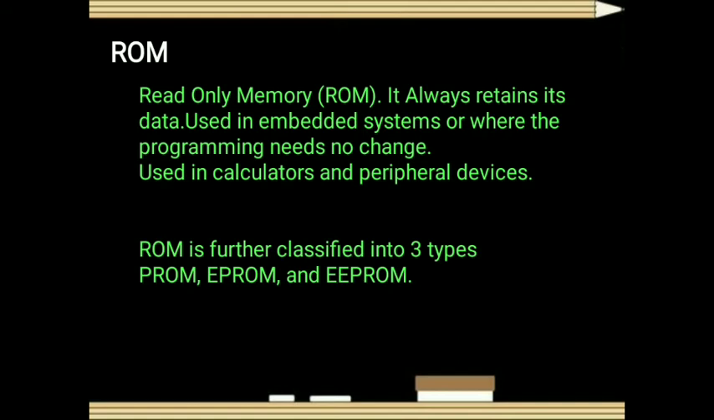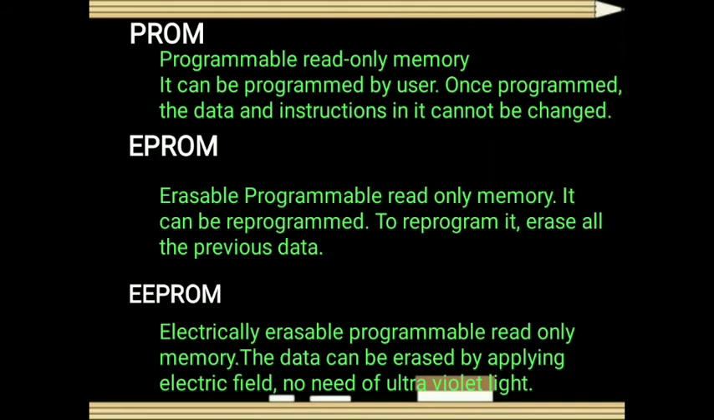Basically, there are three types of ROM: PROM, EPROM, and EEPROM. First one is PROM. That means programmable read-only memory. It can be programmed by the user. Once programmed, the data and instructions in it cannot be changed.